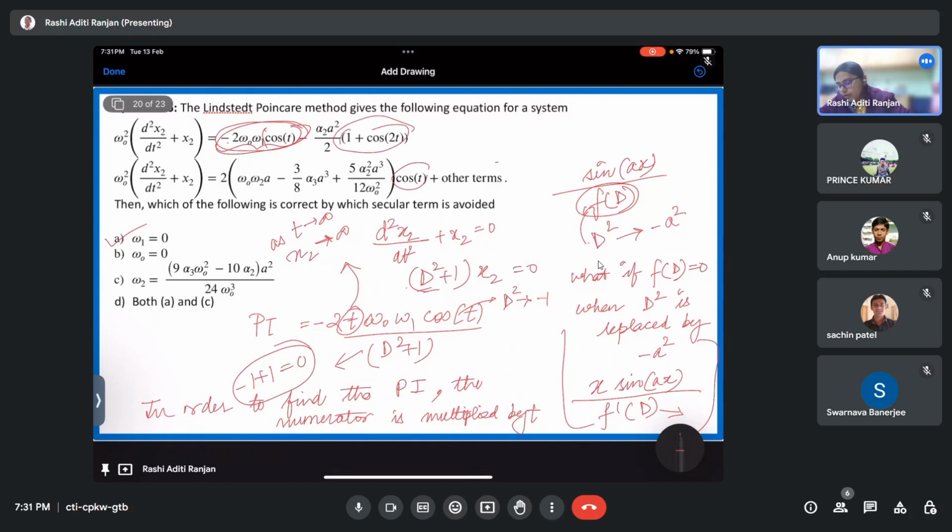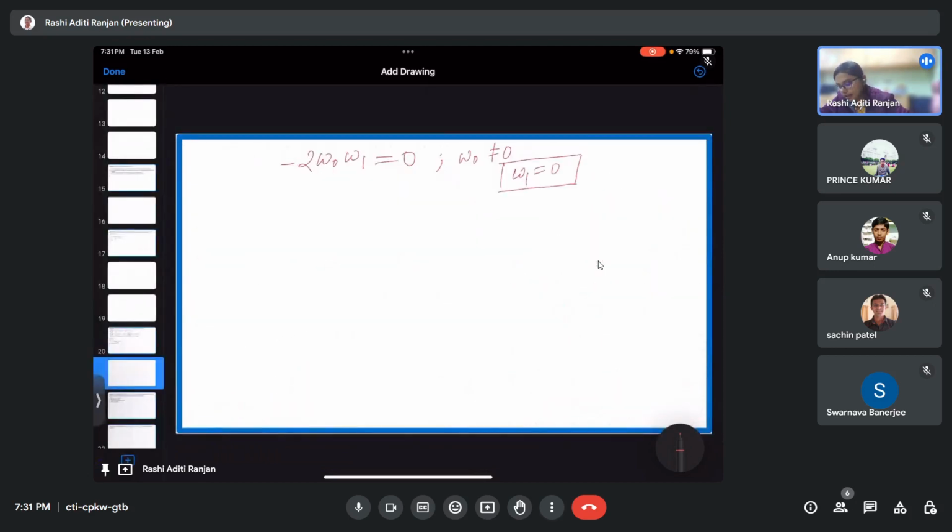So when the term here is 1, we consider it as the e to the power 0 case. It is not going to be a secular term. And coming on to this cos of 2t, here our a is 2. So what is going to happen?